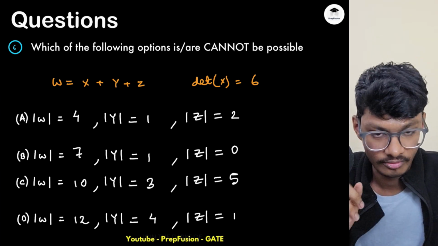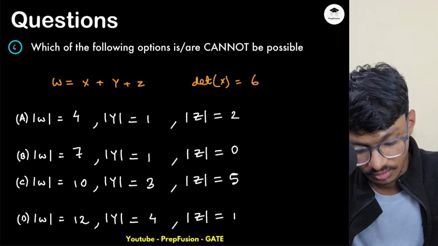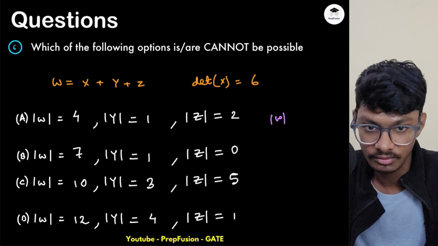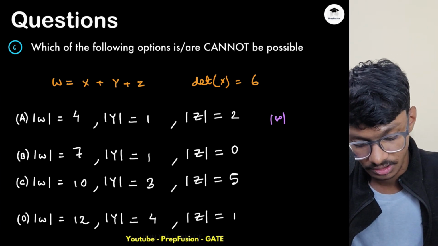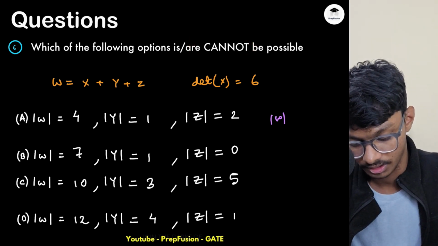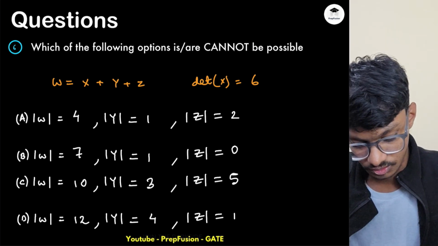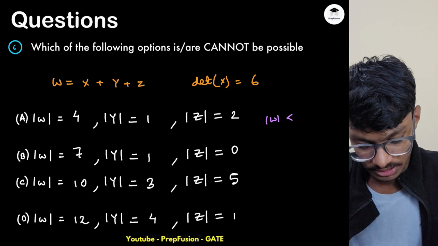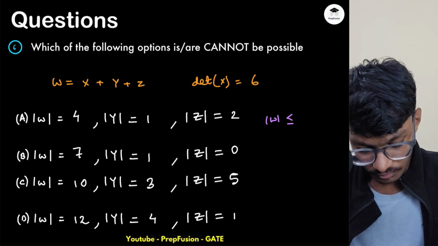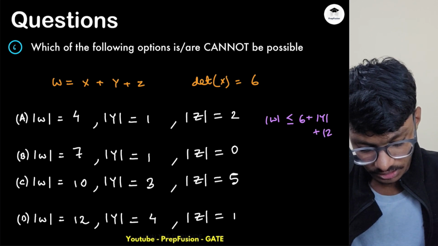Now, what do we have to check? We have to check this inequality, right? Whichever follows this inequality will not be our answer, because they have asked which cannot be possible. Okay, if it is possible, obviously it is not our answer. So it should be less than or equal to 6, the determinant of X, plus the determinant of Y plus the determinant of Z.